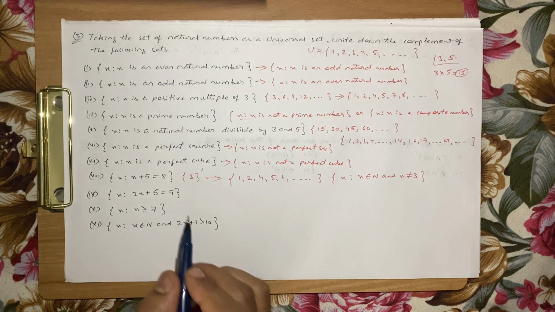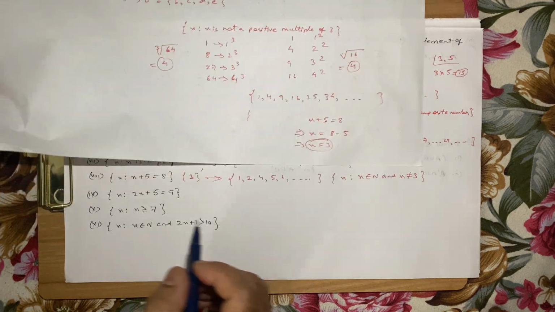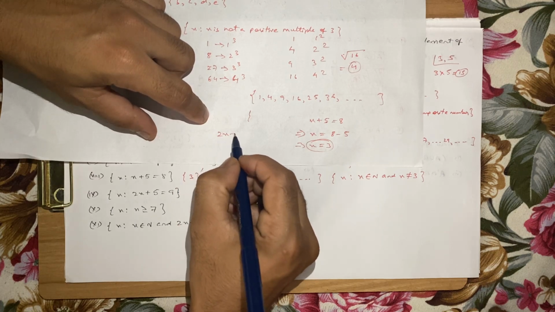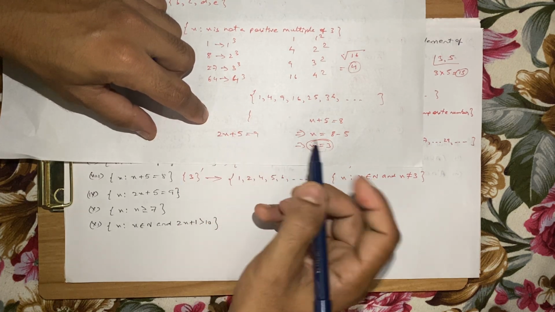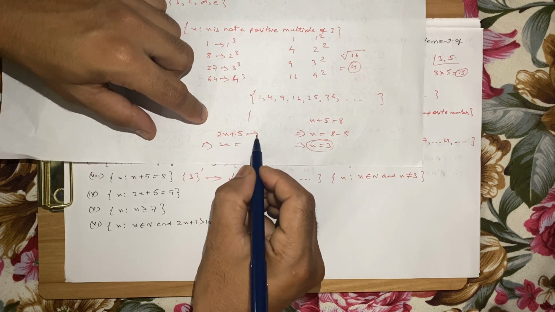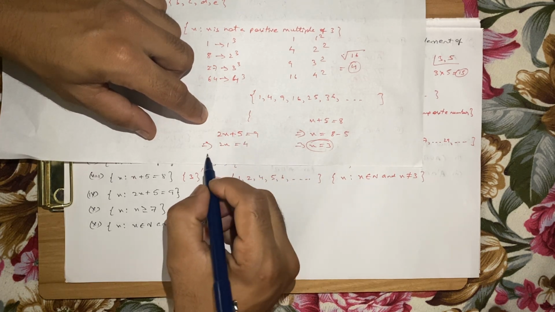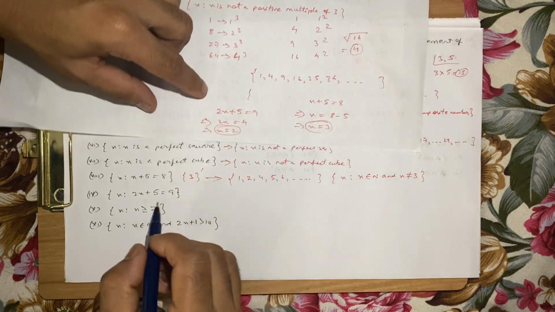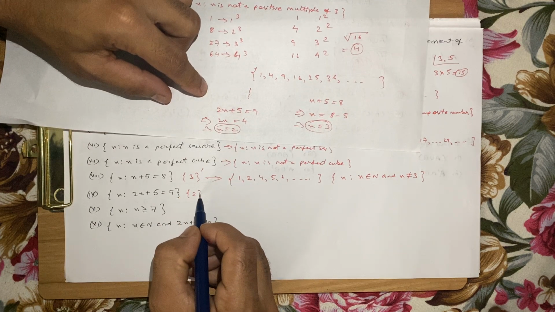Now the next one is x such that 2x plus 5 is equal to 9. This is once again an equation. Let's solve this equation first. Whenever you get an equation, try to solve it and find the value of x. So 2x is equal to 9 minus 5, which will give you 4. Then x is equal to 2. So here the only element of this set is 2.